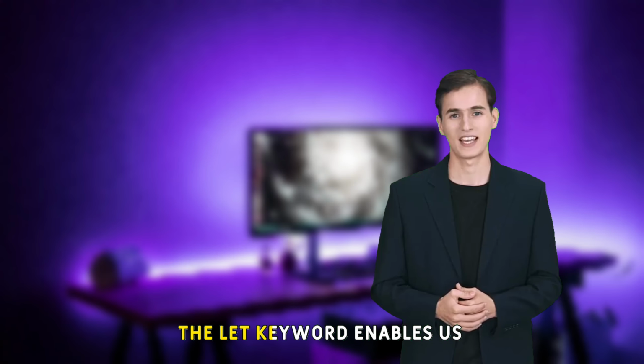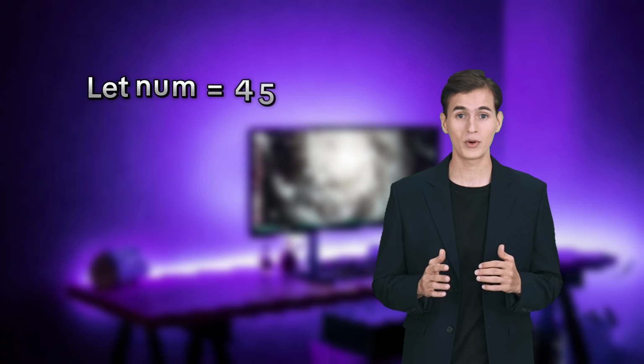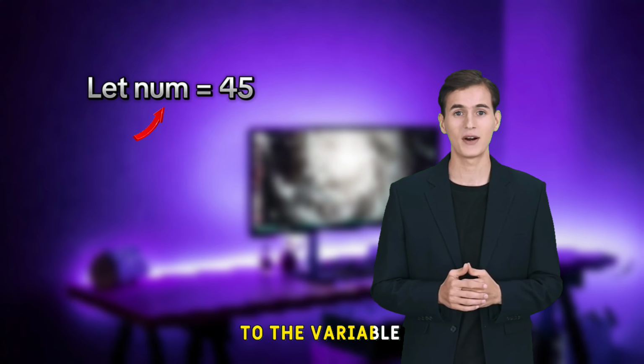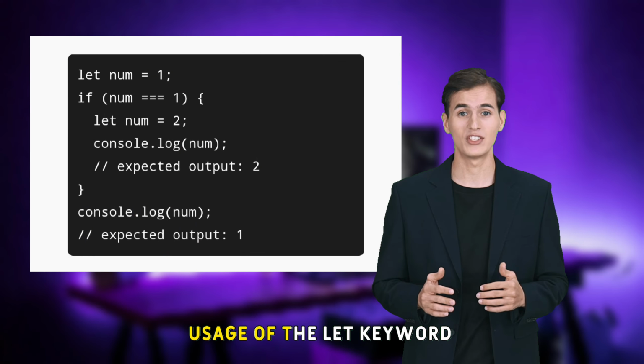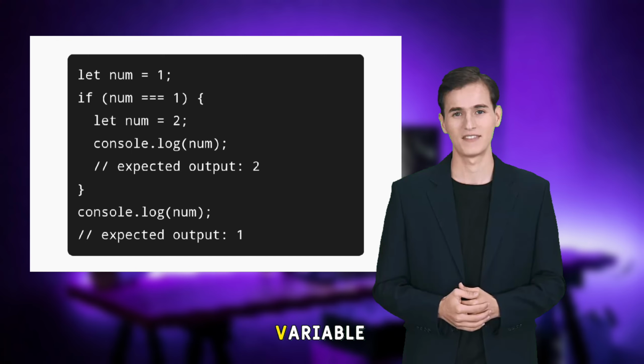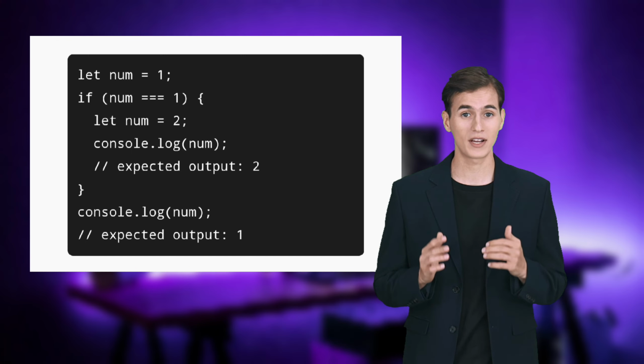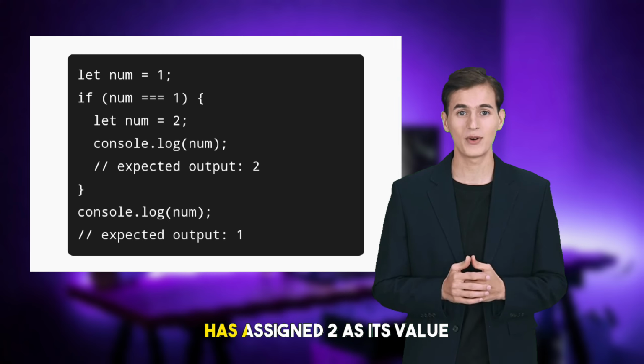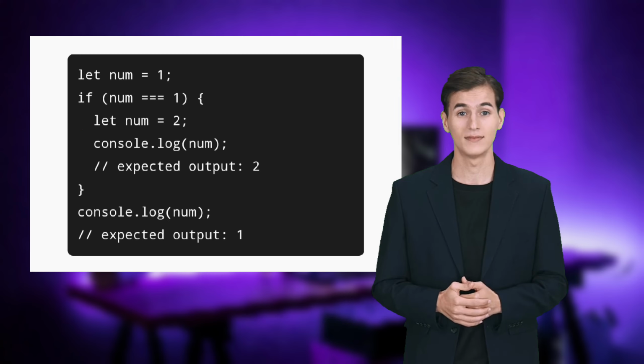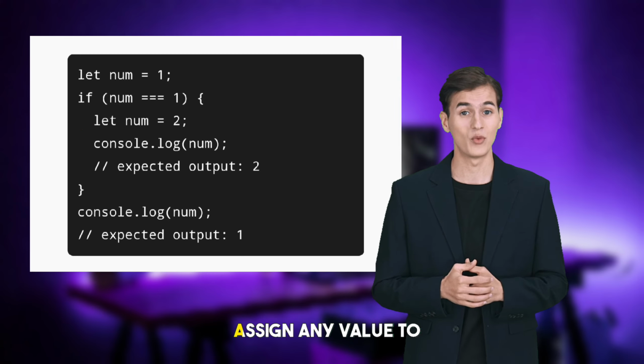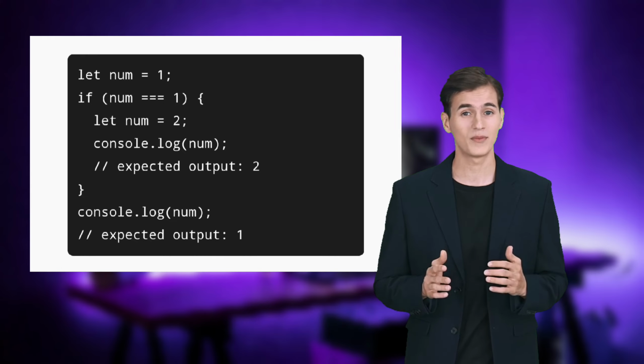Let keyword. The let keyword enables us to declare a variable. We can also assign a value to the variable, but this is completely optional. This is an example of usage of the let keyword. Here variable let num is used with initial value equal to 1, and then the num variable is assigned 2 as its value. In this way, at runtime we can assign any value to a let variable.